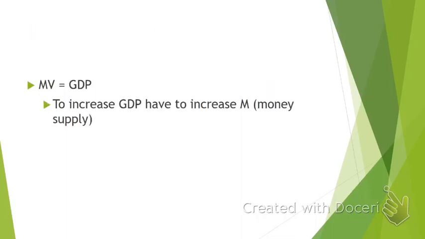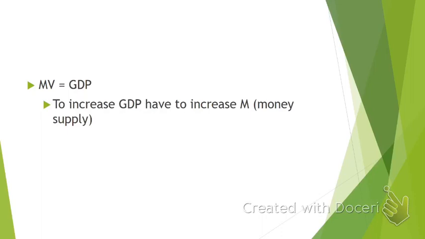So we said P times Y is GDP, nominal GDP. So the money times velocity also equals GDP. To increase GDP, we have to increase the money supply because we're assuming velocity is going to just stay the same, as I just showed you. To increase GDP, there has to be some increase in the money supply, and that means some inflation. And the government we've talked about before.